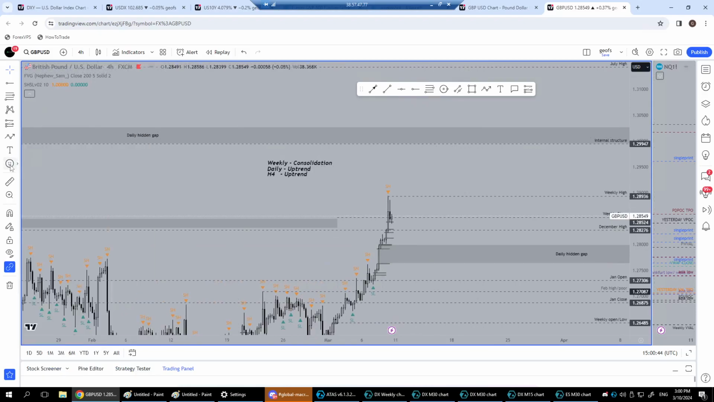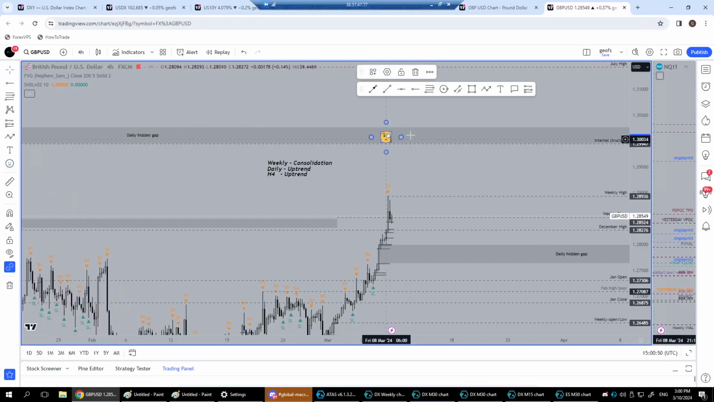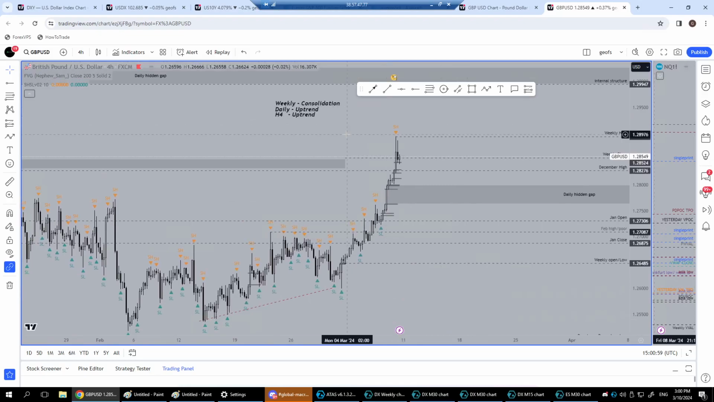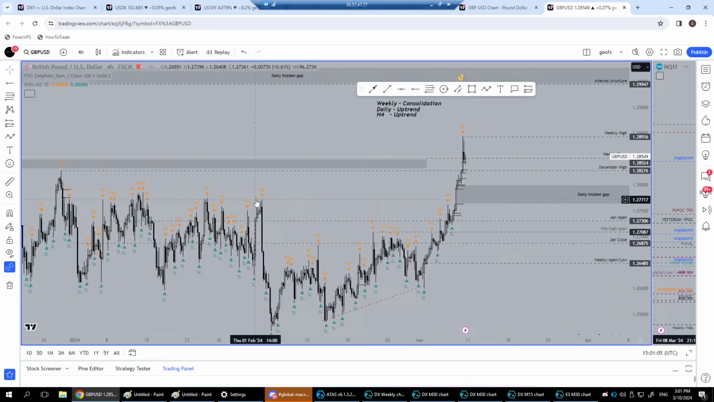I'm just going to put a little emoji there, okay? Just watch that, just to remind me. What else in the price action? Anything stick out? Nothing really.